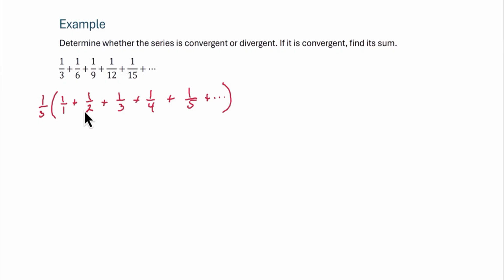Recognize that these fractions are what we saw with the harmonic series. So we have 1/3 times the sum from n equals 1 to infinity of 1 divided by n. That harmonic series we proved earlier diverges. So if we have a constant times a divergent series, this is just a constant multiple of a divergent series, the harmonic series specifically, which means this must diverge.